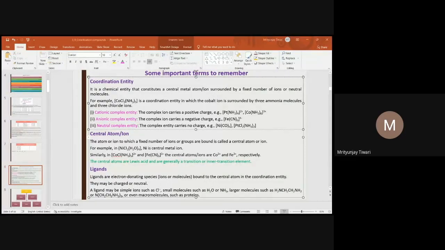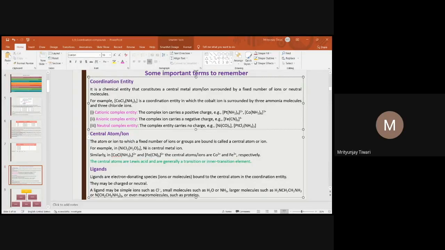Another example of a didentate ligand is the oxalate ion. This is the oxalate ion, which coordinates to the central metal. So this is also a bidentate ligand. Usually it behaves as a bidentate ligand, and both the O minus ions coordinate to the central metal. So here we see one bond to the central metal, here another bond, and so it behaves as a bidentate or didentate ligand.